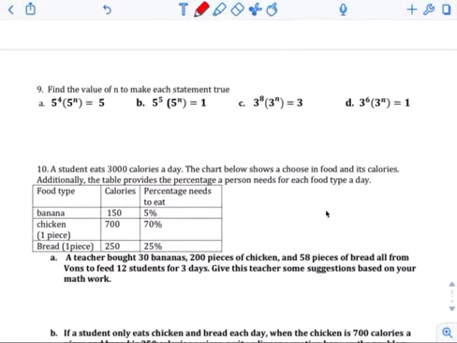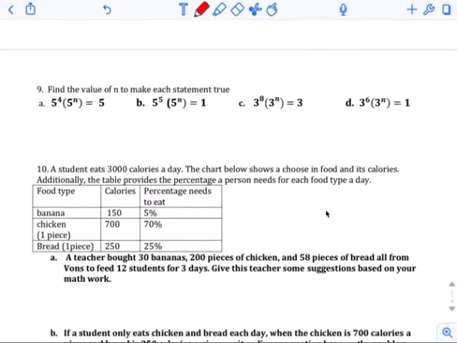Find a value and make each statement true. Remember an invisible 1. A lot of you may have missed this on the test. 4 plus n equals the invisible 1, minus 4, minus 4, n equals negative 3.